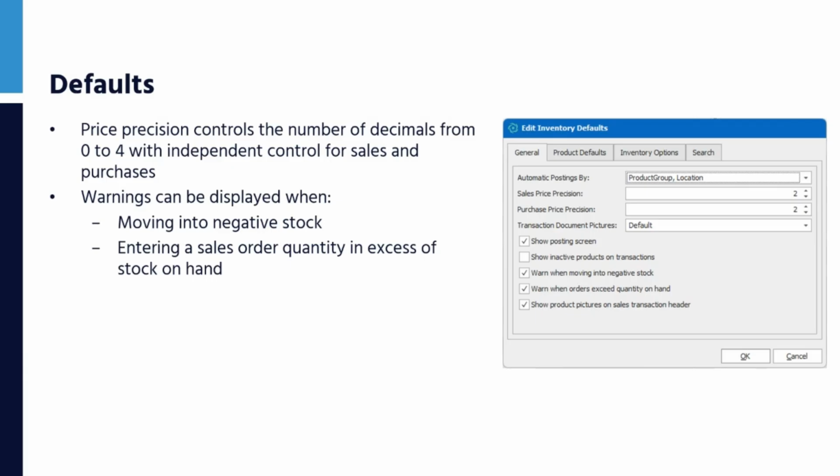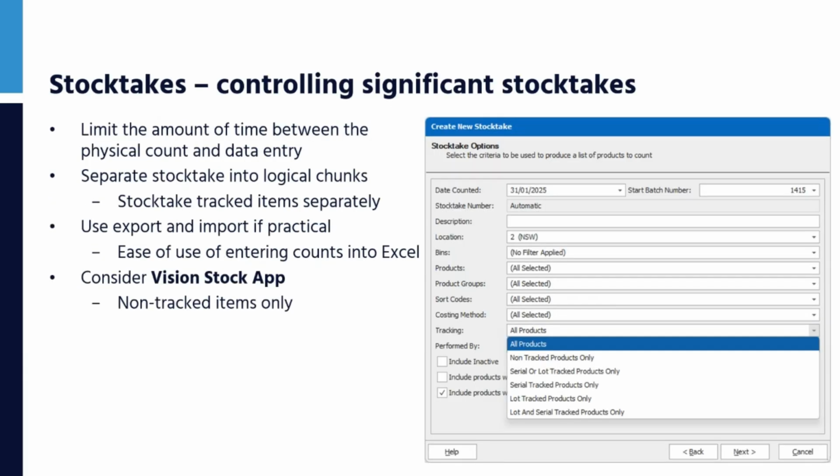And you also have price position controls independently on the sales and purchase side of things. So you might want to have your sales prices shown in 2 decimal places, but you actually purchase stock in 4 decimal places, or vice versa. That is available to you as well. And so again, those things translate through to your stock controls.